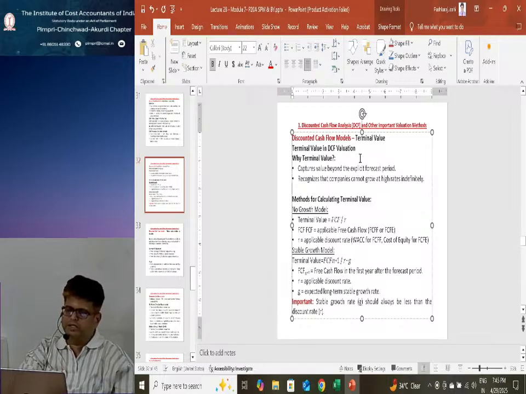Methods for calculating terminal value are, first, the no growth model. If the model is a no growth model, then terminal value is equal to FCF divided by R. FCF is equal to the applicable free cash flow, either FCFF or FCFE, and R is equal to the applicable discount rate, whether it's WACC for FCFF or cost of equity for FCFE. If the model is a stable growth model, then terminal value is equal to FCF N plus 1 divided by R minus G.